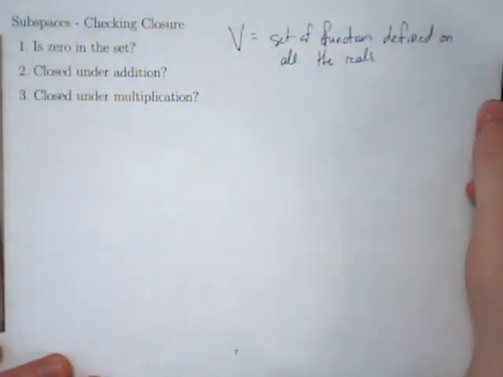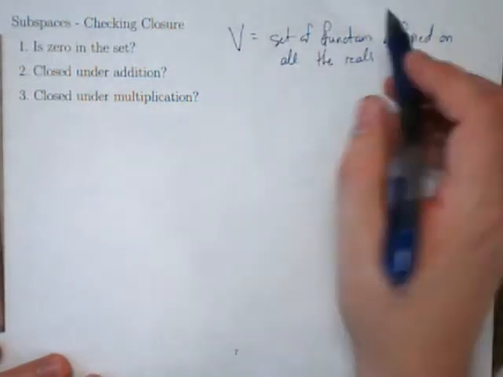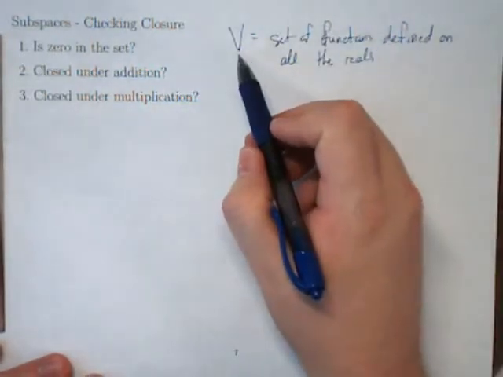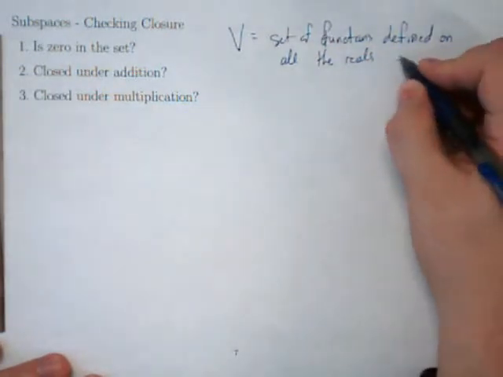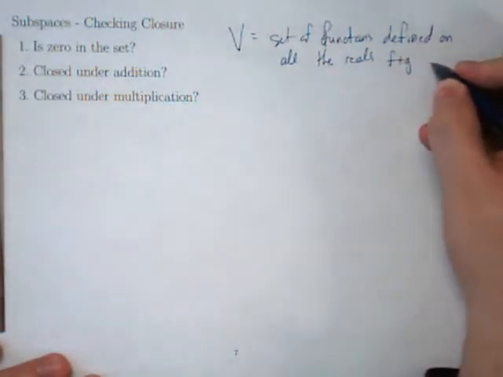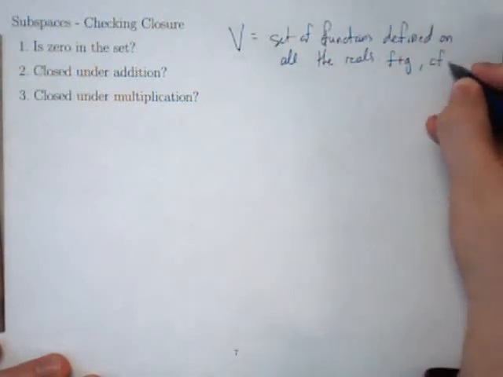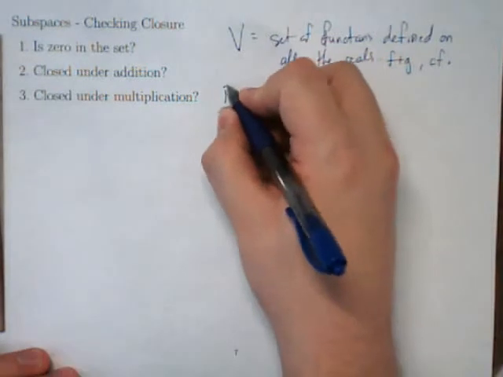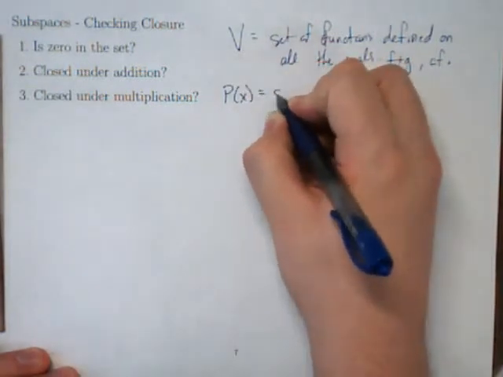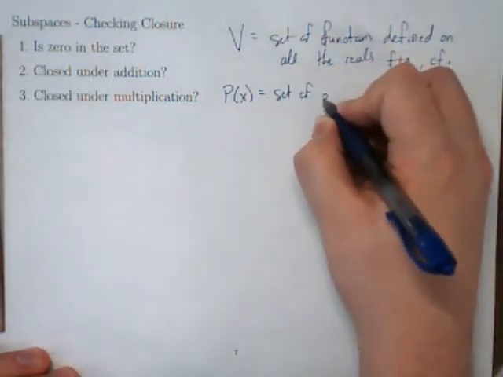We've already shown in the second screencast that this set V is already a vector space, where we're using addition of functions and scalar multiplication of functions as usual. So polynomials, I'm going to define P of x. This is the set of polynomials.